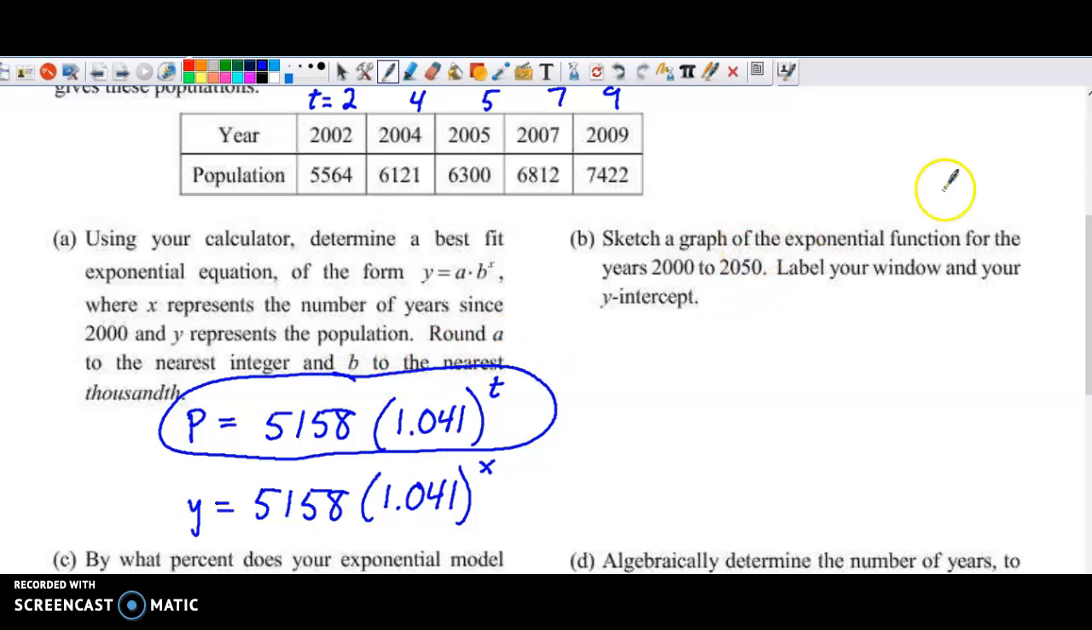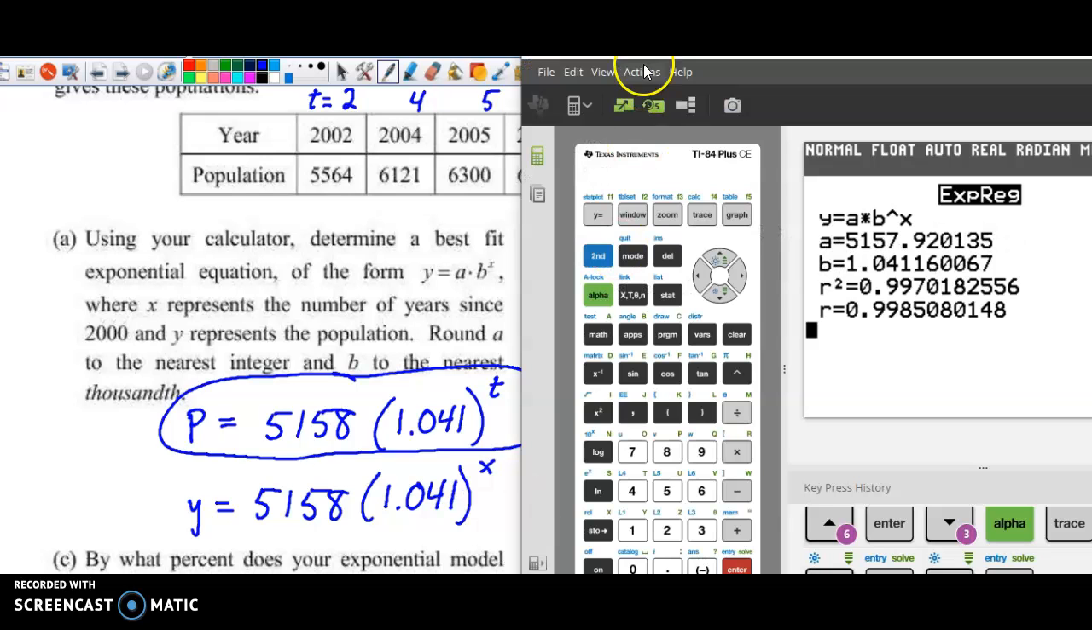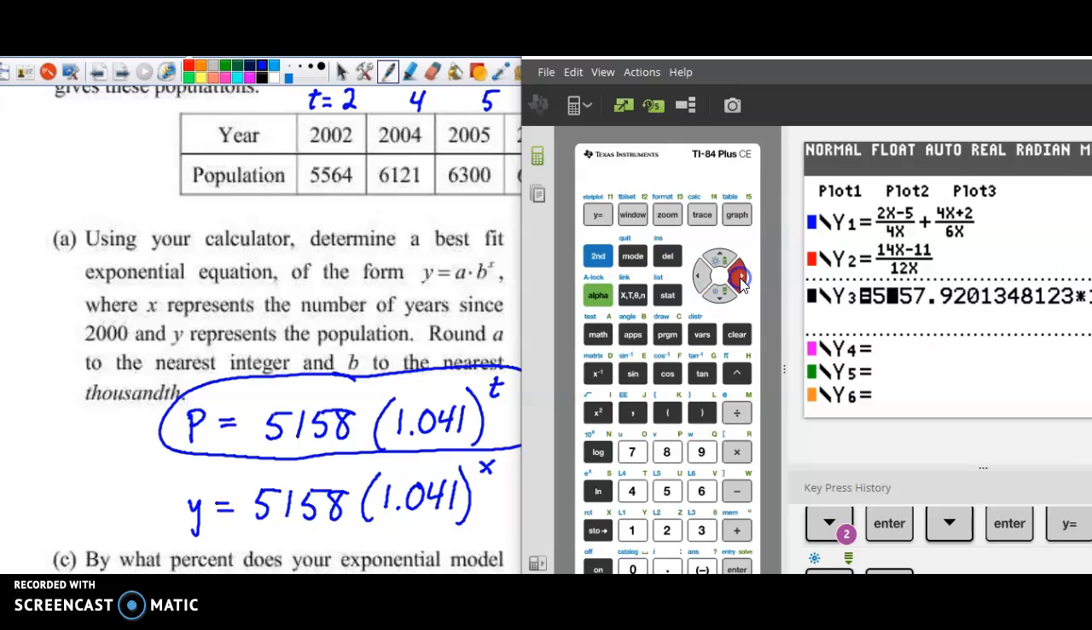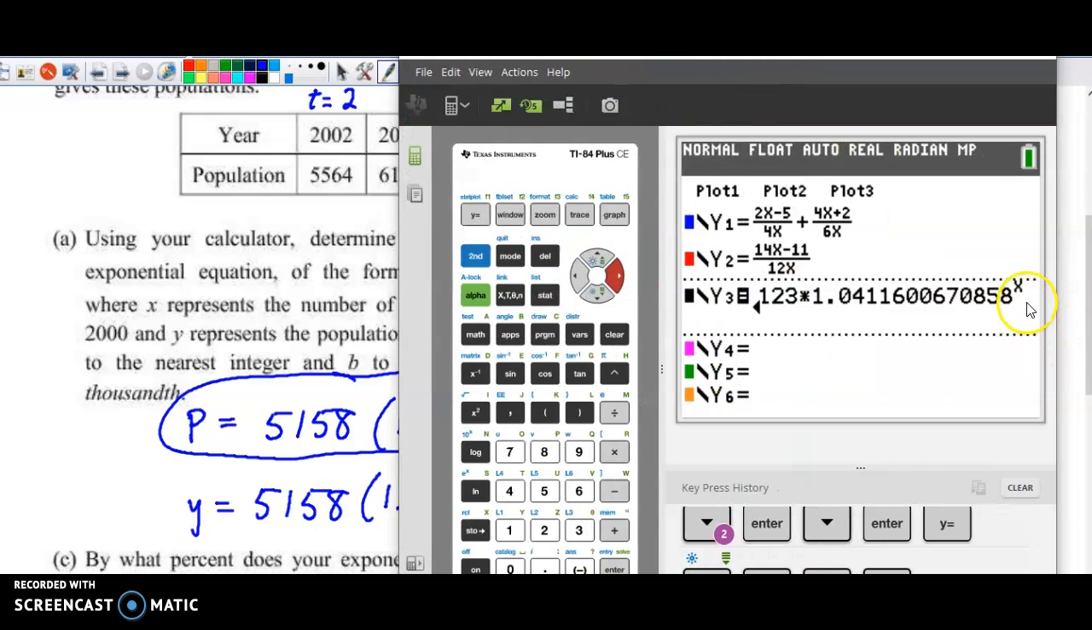So what we can do is sketch the graph of this, which is actually why you might want to, in your calculator, go to y equals. And if I'm following the directions, though, I would change that to 5,158. And then truncate this to be 1.041. As I scroll to the right, you can't see it anymore, it's to the x power.